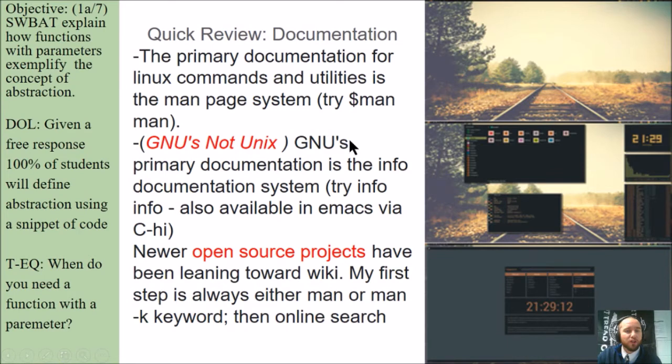And so for GNU, primary documentation is the info documentation system. So try info, and this is also available in Emacs, which is my particular favorite text editor. But moving forward, just remember that newer open source projects have been leaning towards wikis. So just like Wikipedia, I know Star Wars, that whole Star Wars universe has a great wiki page and a great website that is kept up by the fans, and it is probably one of the best examples of documentation for a fan world like that.